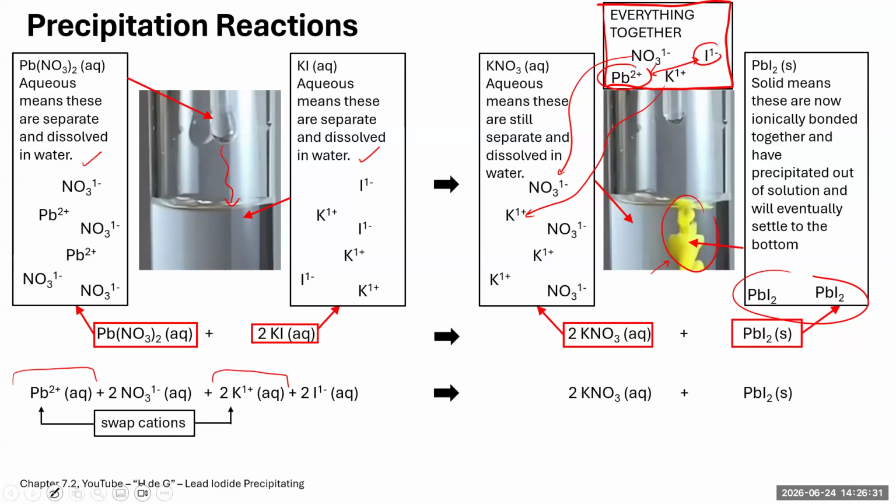Right? And there's a cool video. If you Google lead iodide precipitating on YouTube, you can see it, cool. This is like where I got the screenshots from. All right. So swap cations, and then we get potassium nitrate and lead 2 iodide.